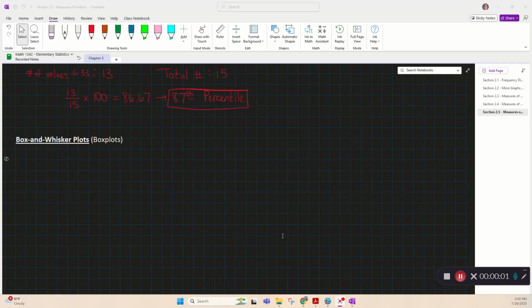Okay, so in this video, we're going to learn how to take the 5-number summary that we just found and turn it into a box and whisker plot. They're often commonly called box plots. So let's talk about the procedure first, and then we'll do an example where we create one.